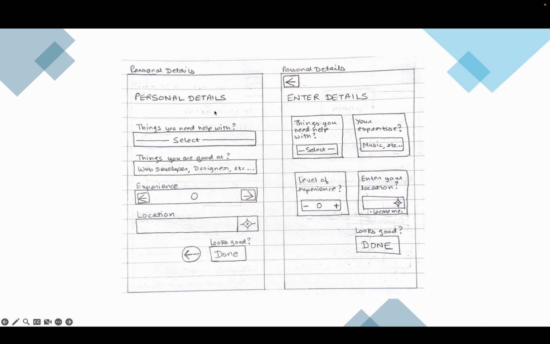Next comes the personal detail screen, where the users can input specifics about their skills and needs. One design focuses on a single page layout with expandable sections, while the other breaks down the details into more digestible parts. This segmentation helps users focus on one input at a time, reducing cognitive load and potential input errors.